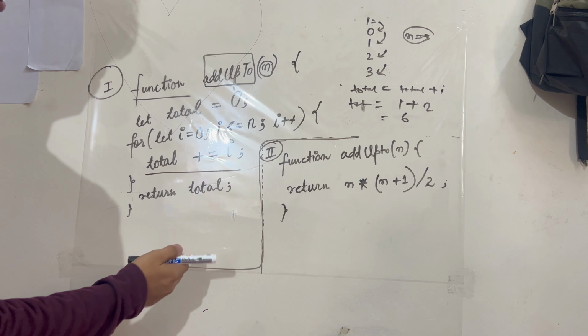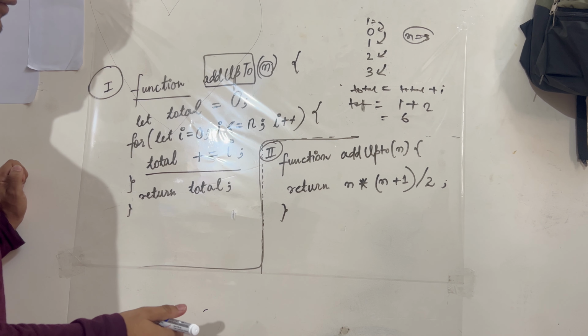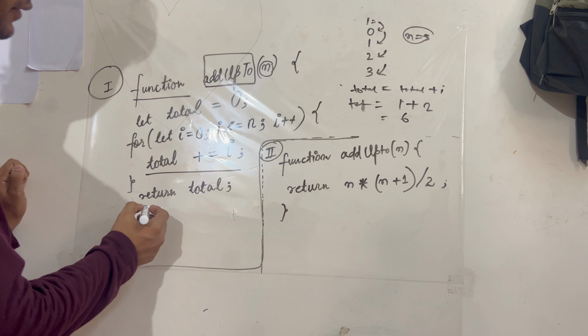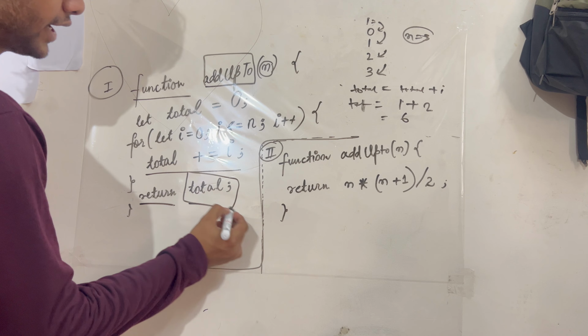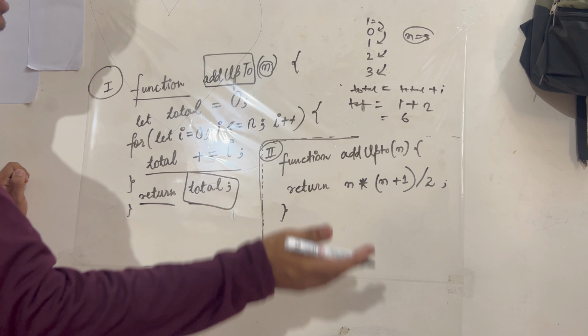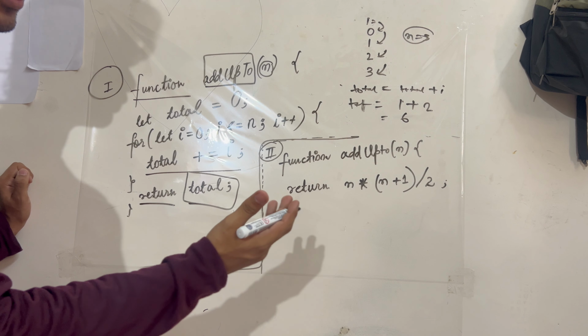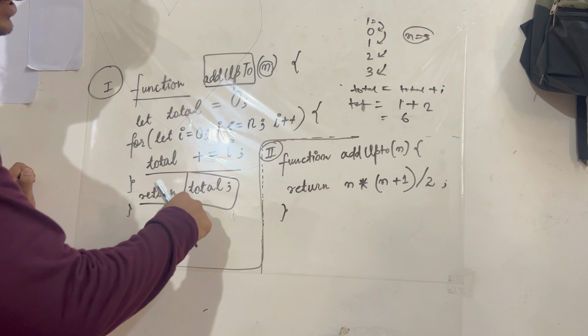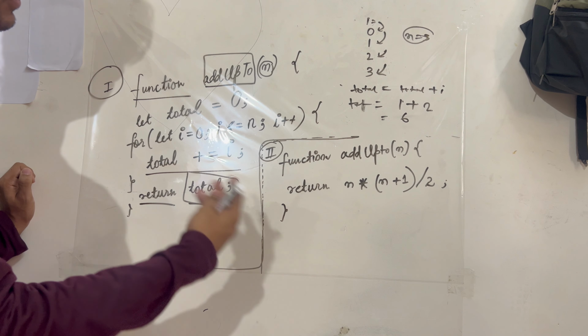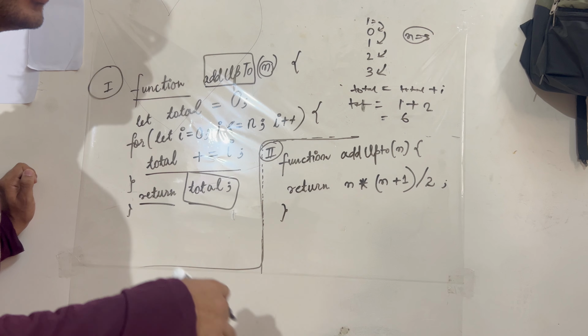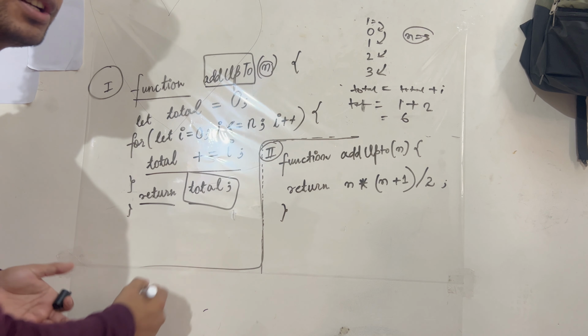And after this for loop finishes its work, we simply return the total, the accumulator which has accumulated the values gradually by adding i to itself. First i was 0, then i became 1, then 2, 3, 4. It just added itself to the new i. So this is a very intuitive way of doing it.